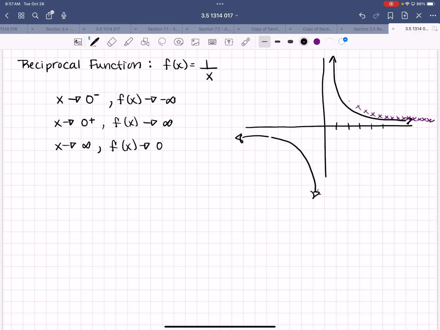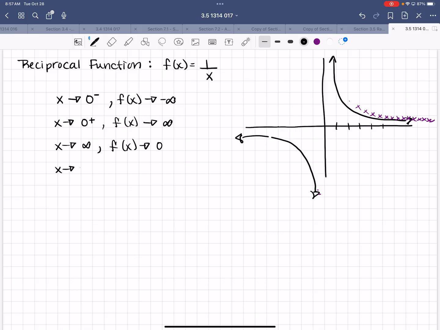Because here's why. If I put 0 in for x, what happens? It's undefined, right? And then can I ever make y equal 0? There's nothing that, if I put 0 in for y, I get 0 equals 1 over x. There's nothing I can do to that numerator to make it equal 0. Because the numerator is always 1, okay?